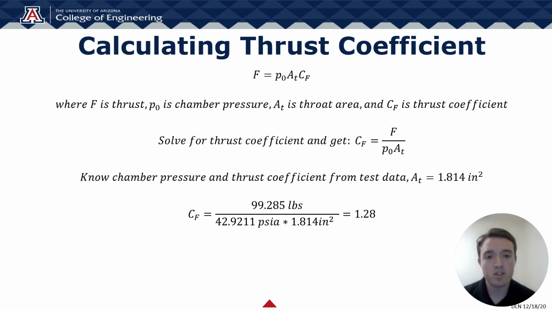In order to find the thrust coefficient, we used the following equation. Thrust equals the chamber pressure times the throat area times the thrust coefficient, and then solve for the thrust coefficient. As I said previously, we got the chamber pressure and thrust in the test. We also know that our throat area is 1.814 inches squared. Here is a sample calculation using the test data, where we found the coefficient to be 1.28.